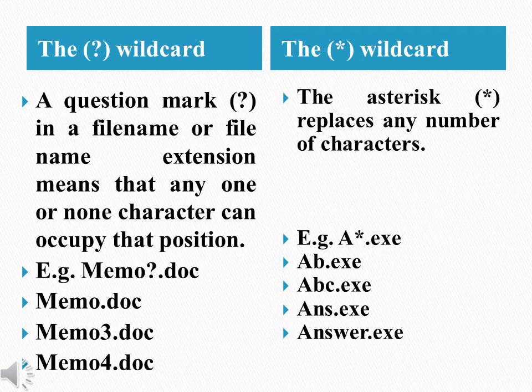And next is the asterisk wildcard. Asterisk replaces any number of characters. That means there is no limit on the number of characters, or sometimes there might be zero characters also. For example, if you search a*.exe, then if our file name is ab.exe, we'll get it in the display result. If it is abc.exe, then also we will get it in the result. If ans.exe, then also we will get it in the result. And if answer.exe, then also we will get the result.